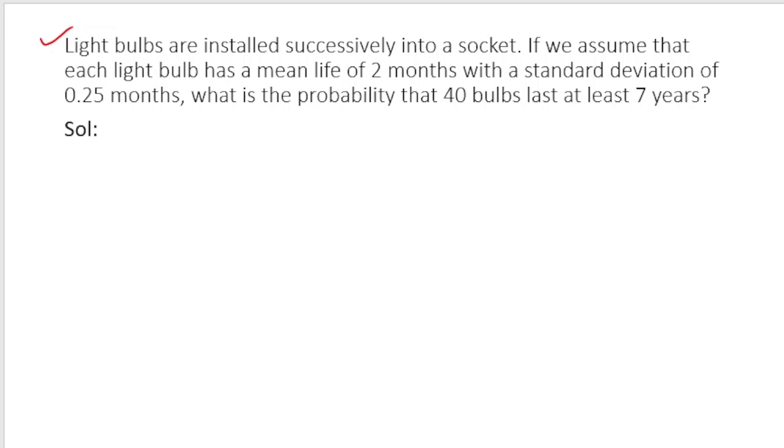Light bulbs are installed successively into a socket. If we assume that each light bulb has a mean life of 2 months with a standard deviation of 0.25 months, what is the probability that 40 bulbs last at least 7 years?